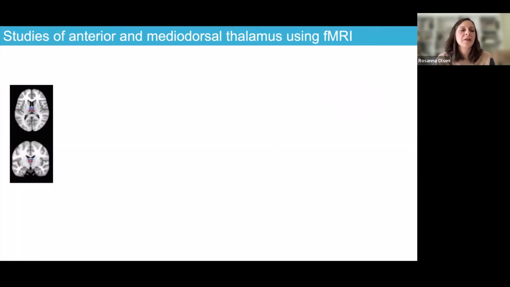So this is just main effect activity, not differentiating between correct and incorrect trials, and that's what I'm going to show you now. I'm going to show you time courses during that retrieval phase of what the activity in the ATN and the MDN looked like during that time, separated for correct and incorrect trials, similar to Dr. Sweeney Reed this morning.